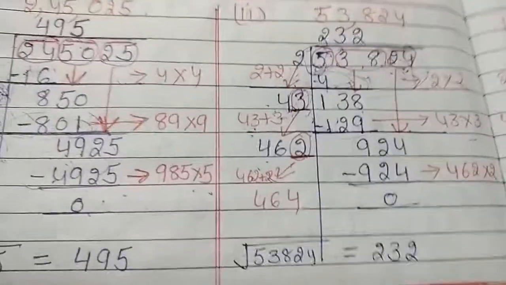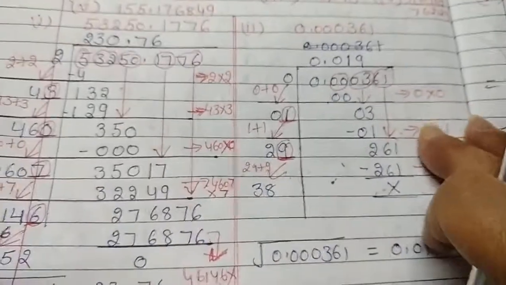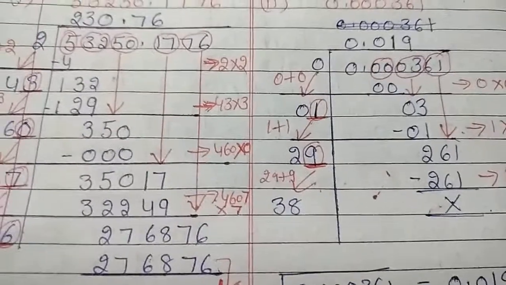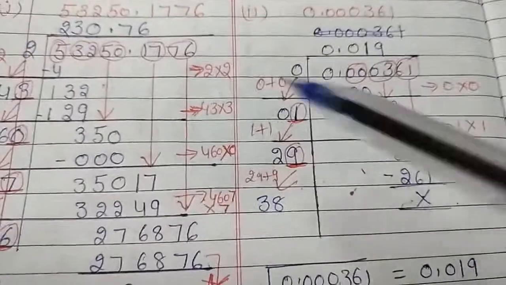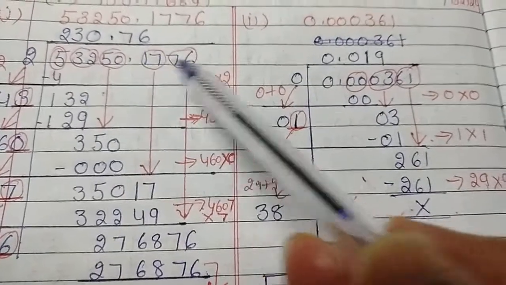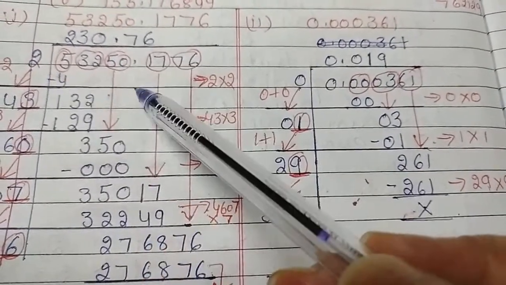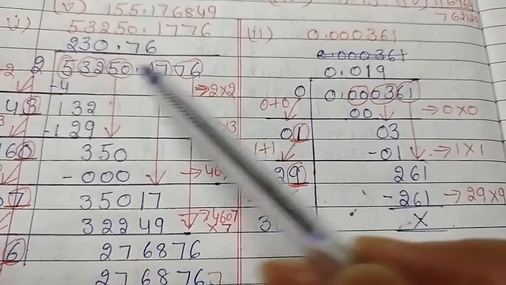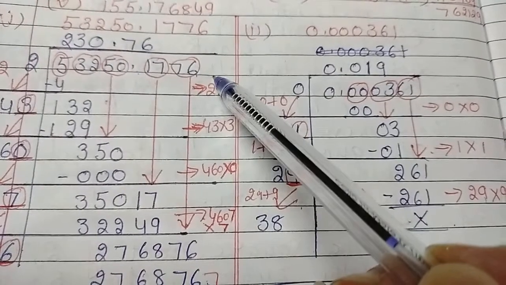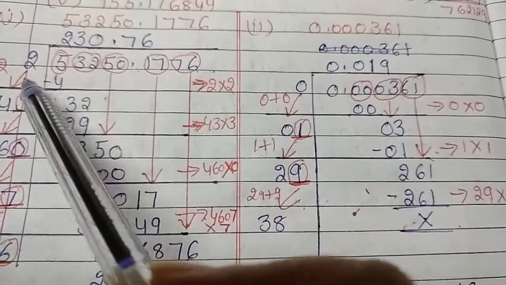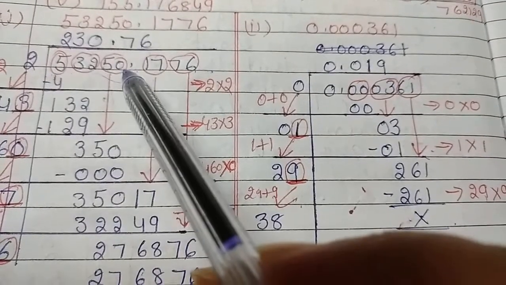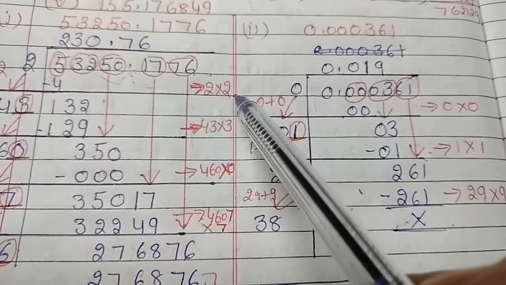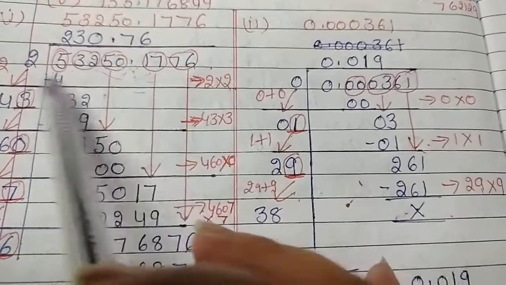Now if we have a decimal number, how do we distribute the pairs? If any question has a decimal number, you concentrate on the decimal side. This is the right side, this is the left side. You start making pairs from the decimal point on the right side, making two-digit pairs, and on the left side also make two-digit pairs. It means you should not cross the decimal sign. One pair is on the right side, one pair is on the left side. You make the pairs like that.